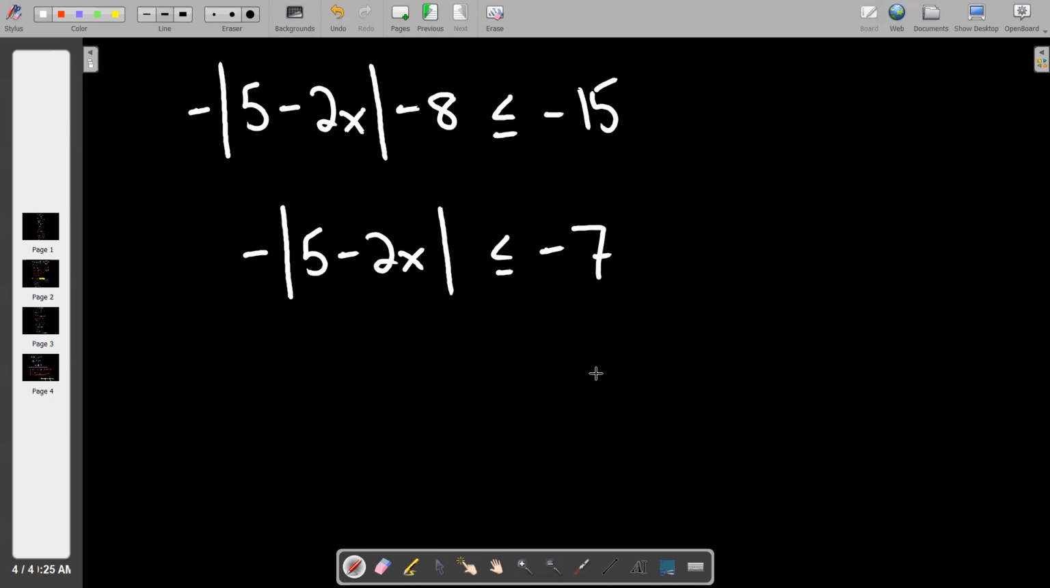We're still not ready to pass judgment. I'm still not ready to draw that purple line yet because I don't have the absolute value by itself. What do I have to do? Divide by the negative, right? And going all the way back to algebra 1, if you have a very good memory, you'll remember this. Anyone remember what happens when we divide an inequality by a negative?